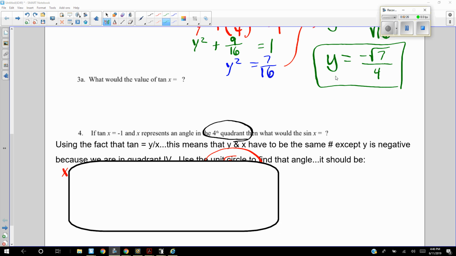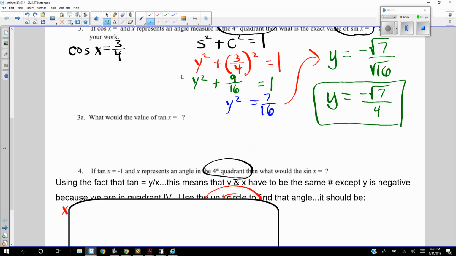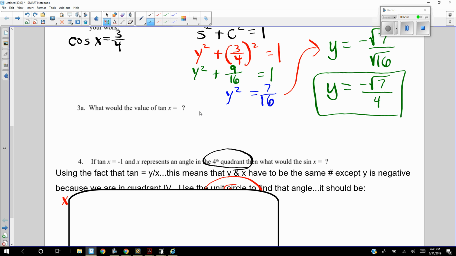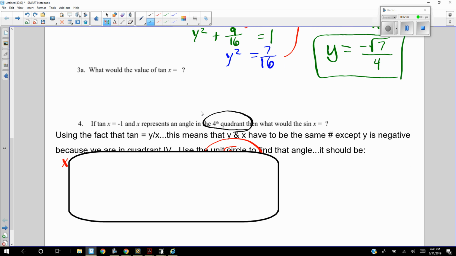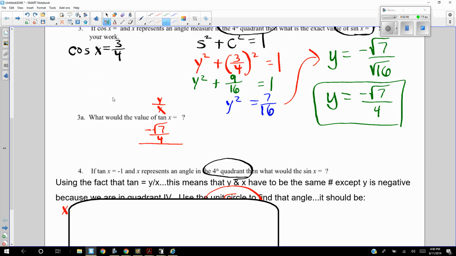And then this last one wants us to find the value of tangent of x. Again, we don't know what x is. We can't use the unit circle because these fractions are not familiar fractions from the unit circle. They're not 1/2 or radical 3/2. But we know the formula for tangent is y divided by x. So to find the tangent, we're going to take the y value, which is negative radical 7 divided by 4, and divide it by the x value, which I believe was 3/4. Yep.